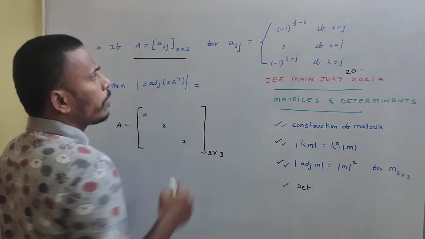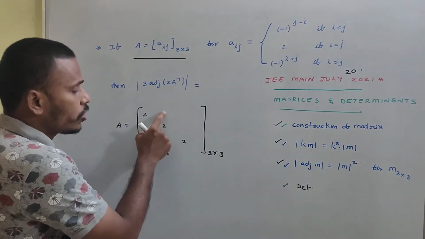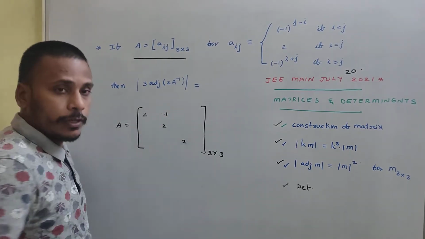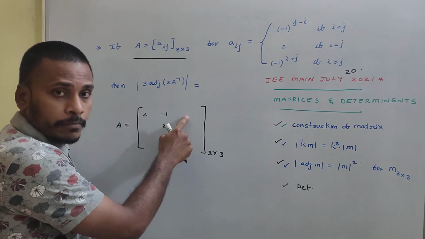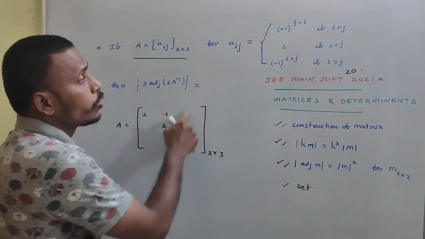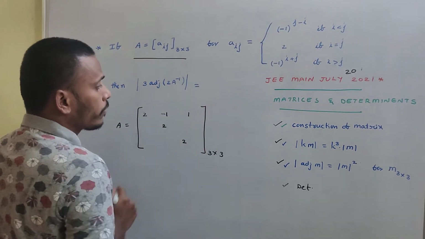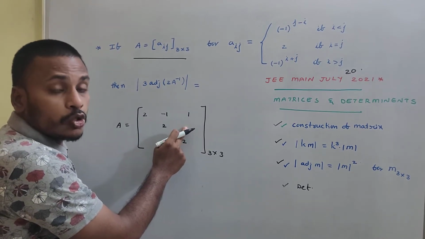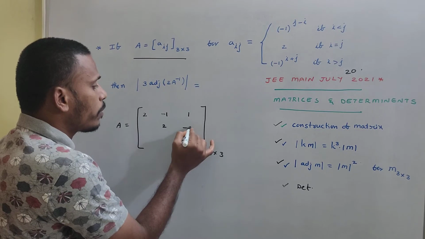So minus 1 to the power j minus i. For 1, 2, 2 minus 1 is 1, so this position is minus 1. And this is 1, 3, so 3 minus 1 is 2, so minus 1 power 2 is 1. And coming to this position, it is 2, 3, so 3 minus 2 is 1, so this is minus 1.